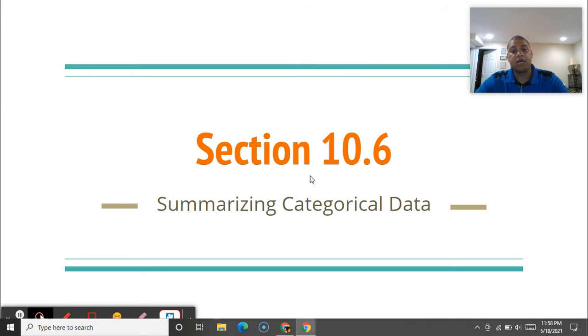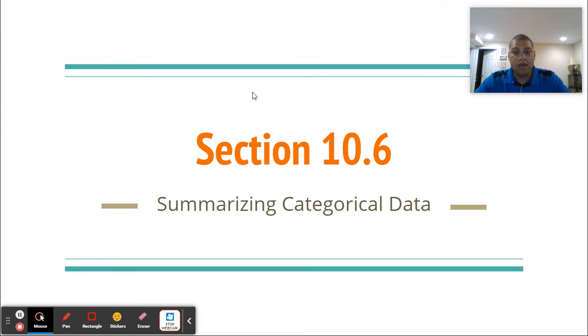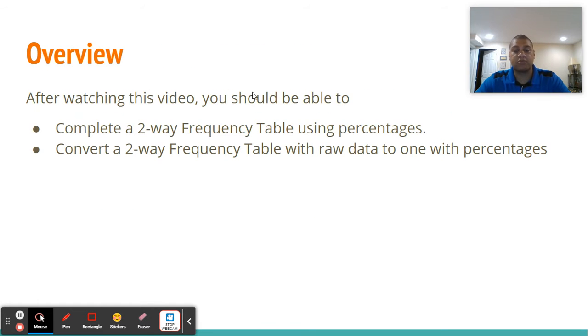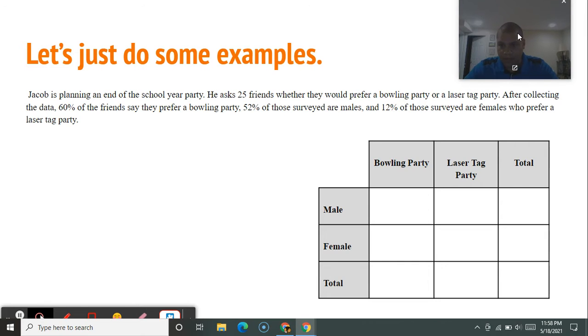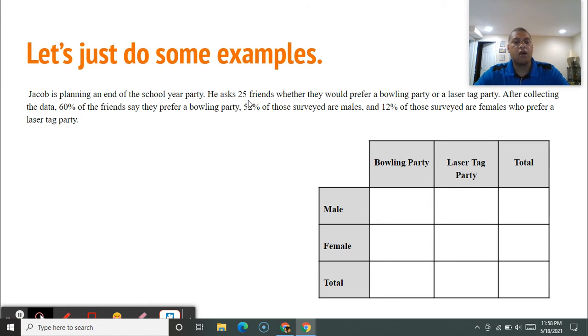Let's finish this up. Section 10.6, summarizing categorical data. Basically, we've got some charts we're going to be filling in. They're called two-way frequency tables, and I'll explain what that means as we do it. I could talk ad nauseum about what these things actually are, but I think it's easier to just show us, fill it in, and kind of get, oh, I get it. At least I hope so. Let's look at one.